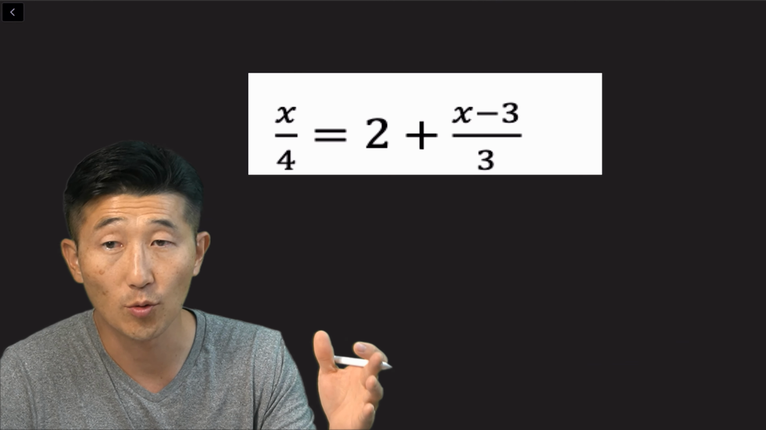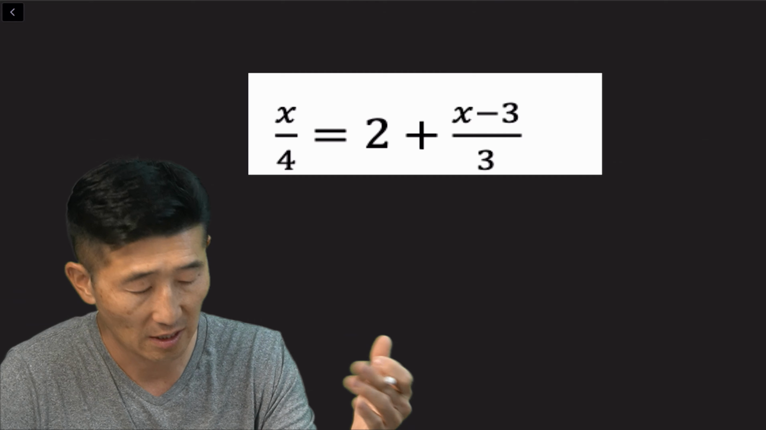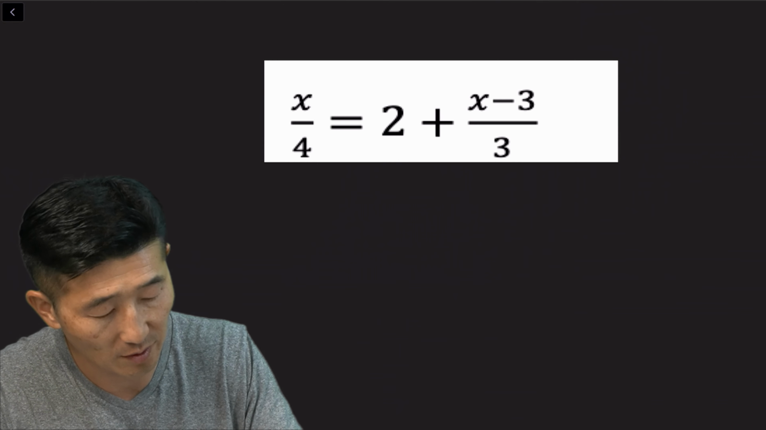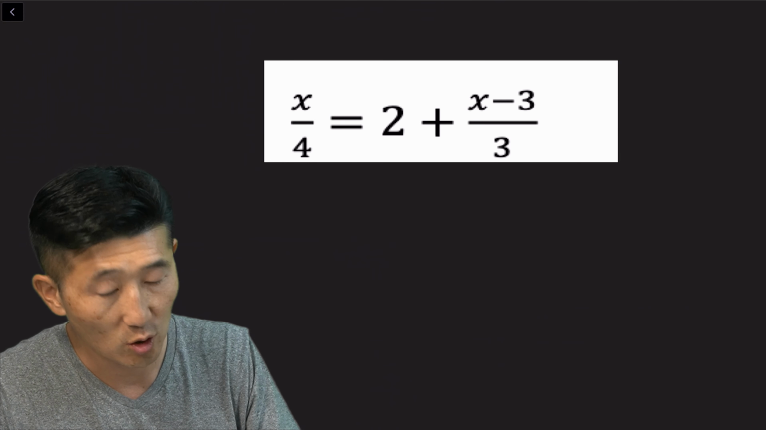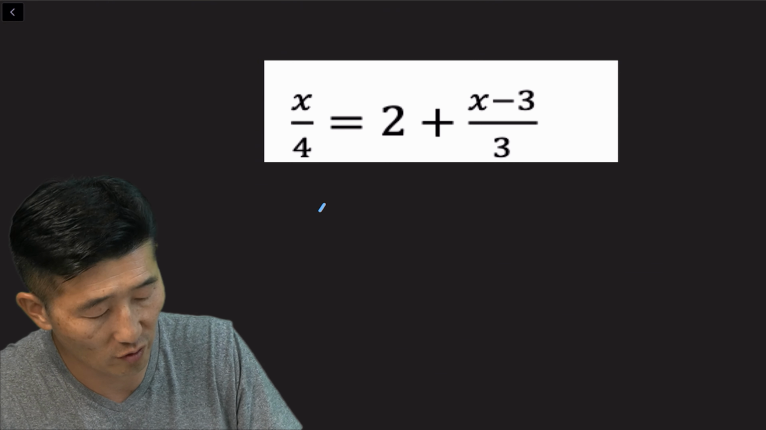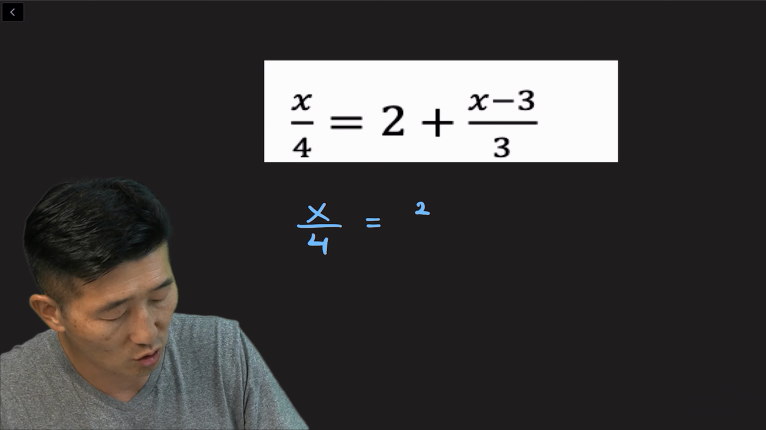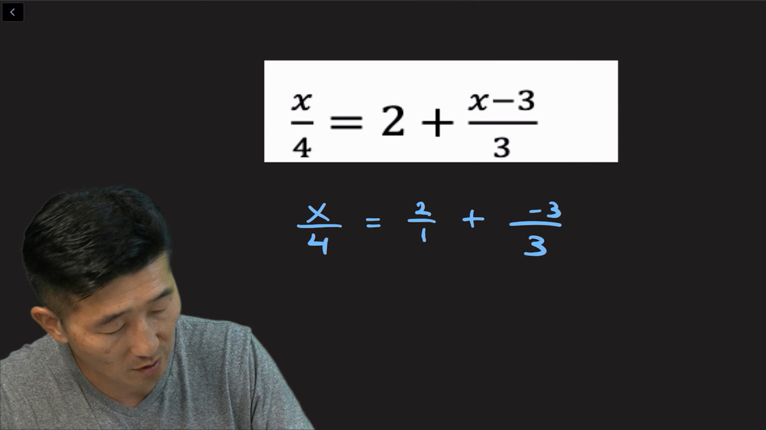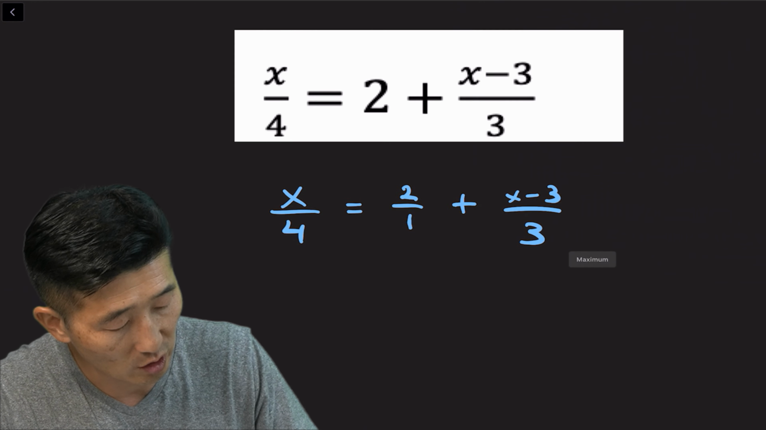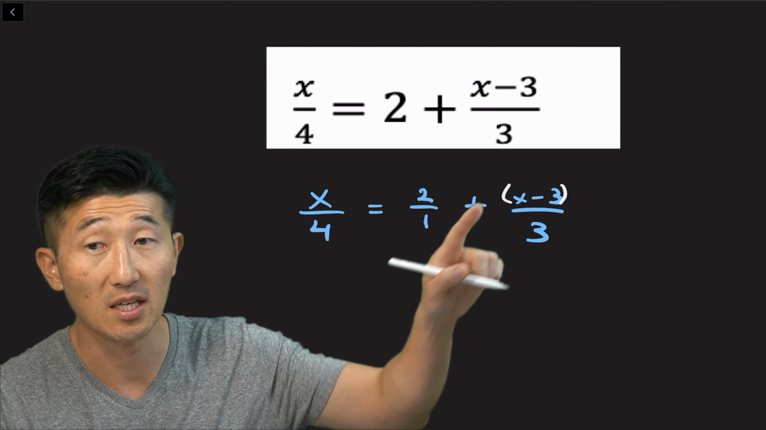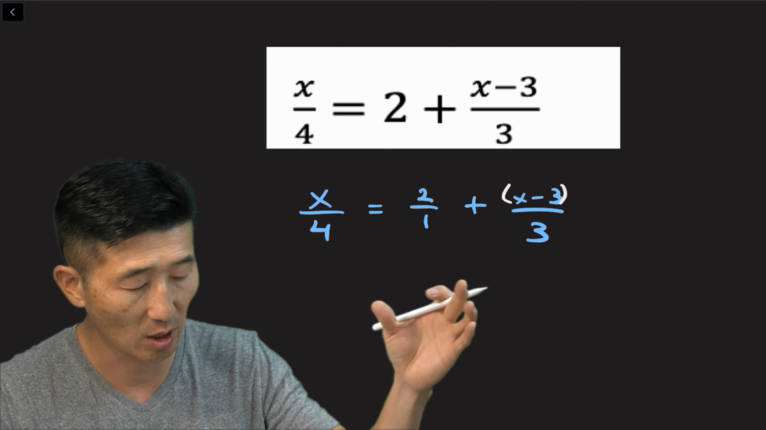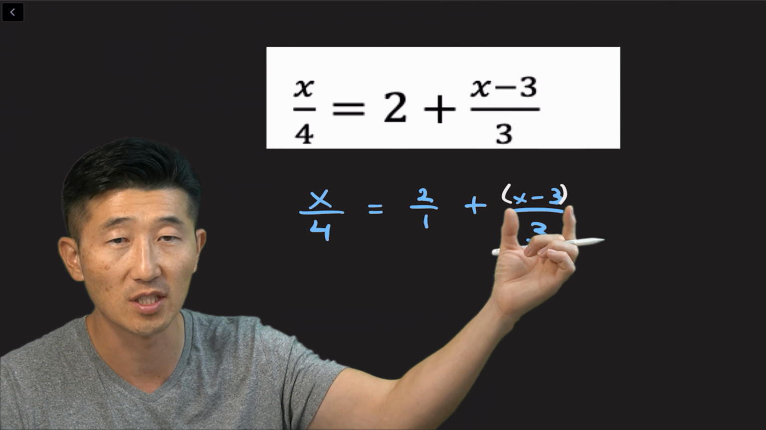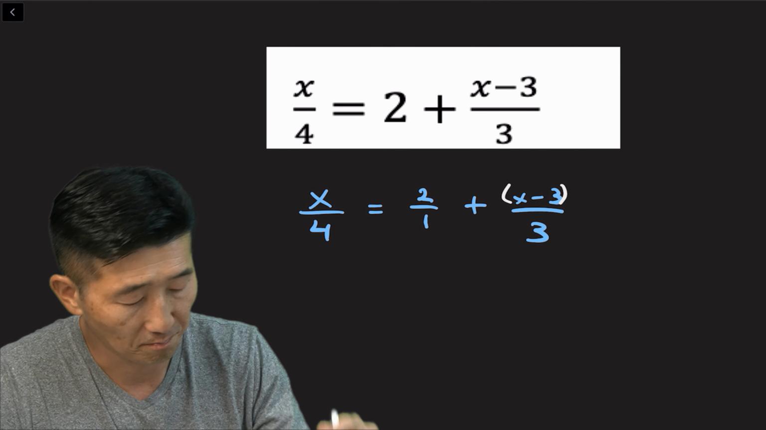I'm going to show you both ways and then show you what's preferred. So you see basically three fractions here. Again, the number 2 is written quite big, but you want to consider that as a fraction. So you can rewrite this as x over 4 equals 2 over 1 plus x minus 3 over 3. And again, for clarification purposes, you do want to put a parenthesis around any binomial or trinomial on top of a fraction bar or on the bottom, just to indicate that that parenthesis represents one single number.